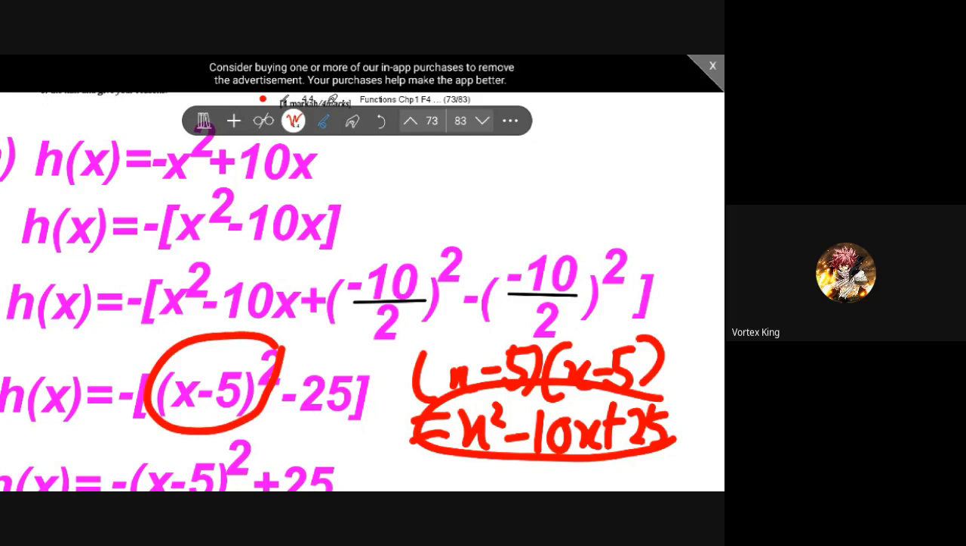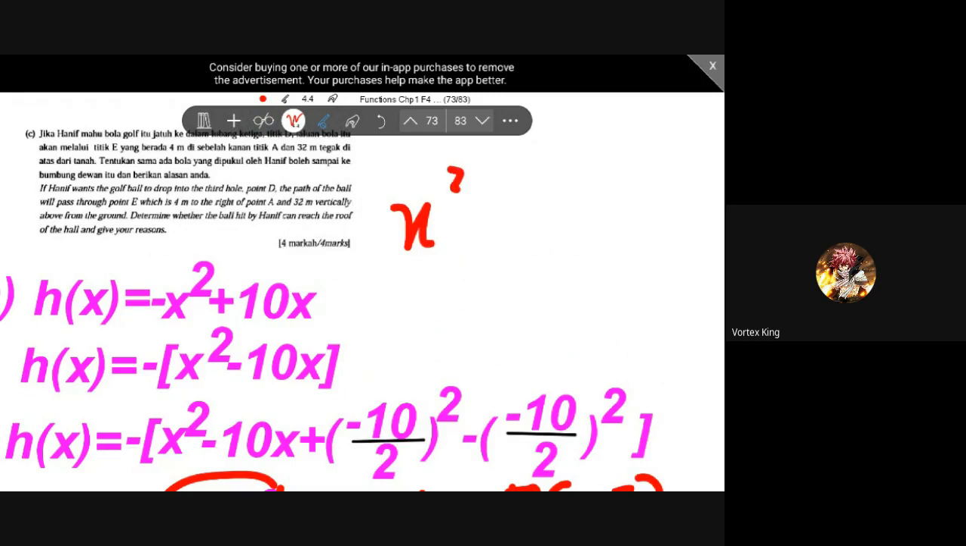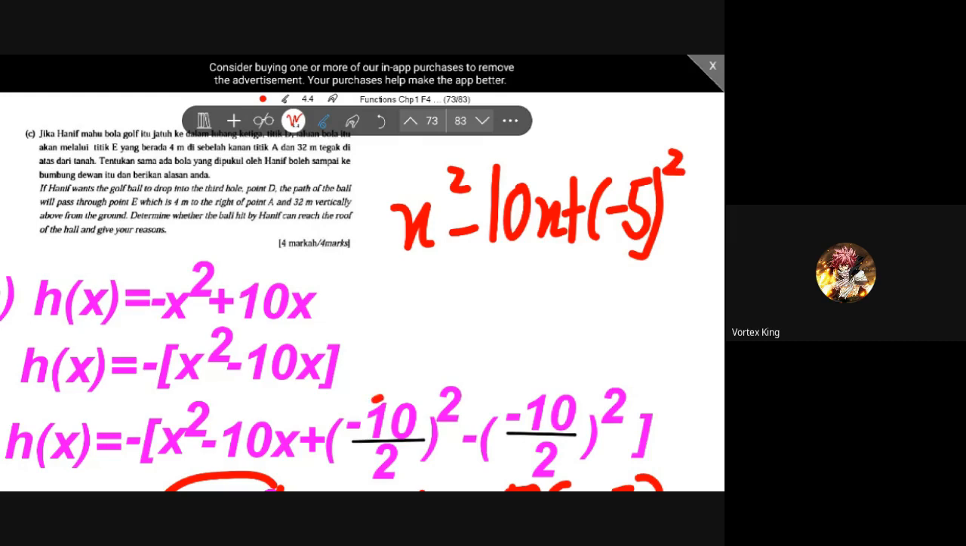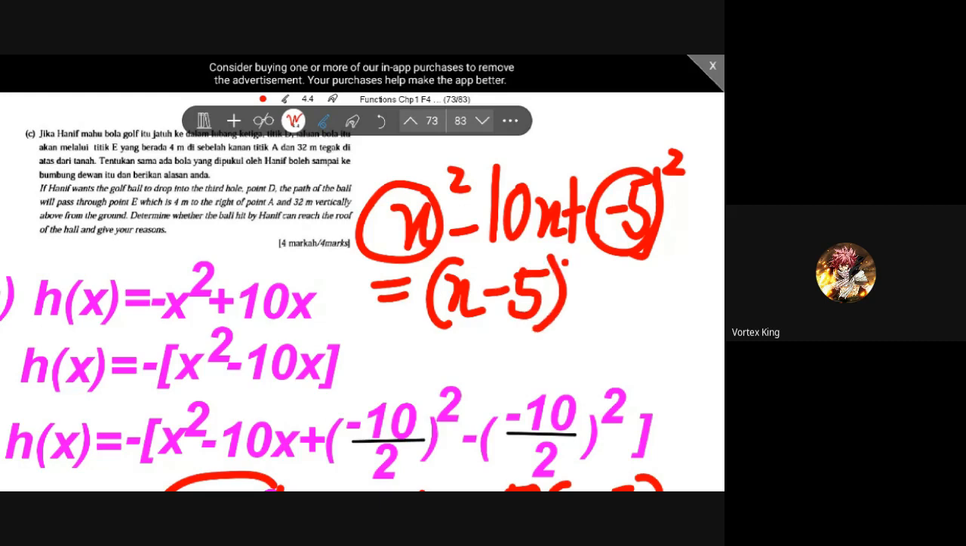Okay, come. X kuasa 2 tolak 10X tambah negatif 5 square. From this step to this step, can you understand how I get it? Dari step yang bawah ke atas, okay, boleh. Okay. So, dari sini, I just take X tolak 5 kuasa 2. This is how I do it. You take the negative sign also. Cause tambah tolak. So, kamu kena tulis tolak kat dalam ni. You have to write minus at the inside. Because plus minus, your result is minus.